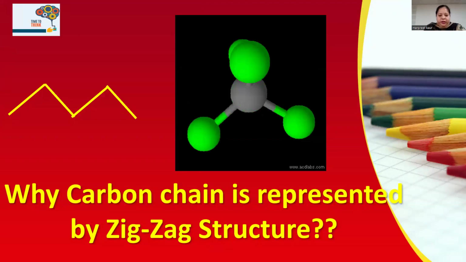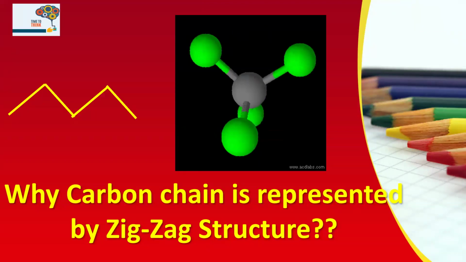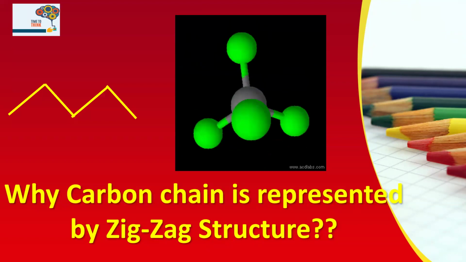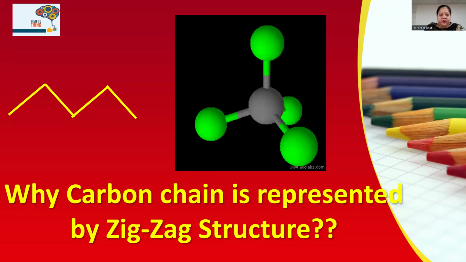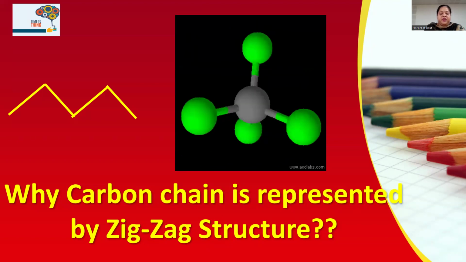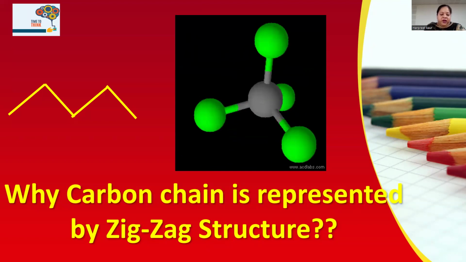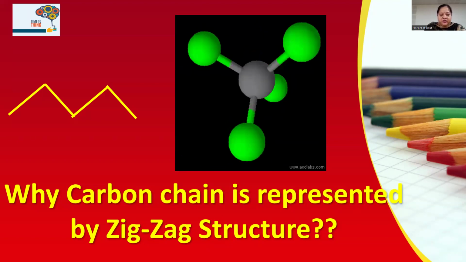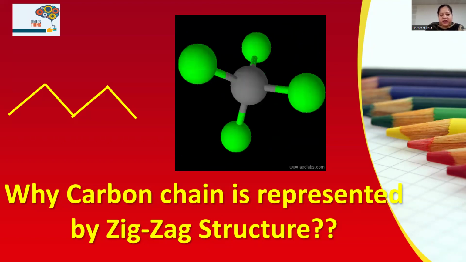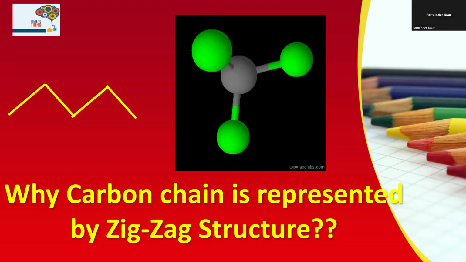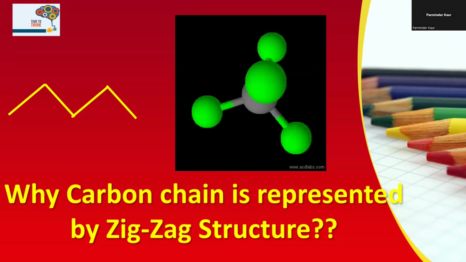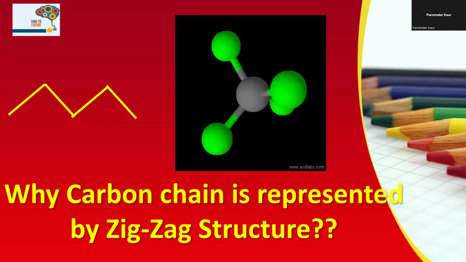As in the carbon chain, Ma'am, to show the connectivity of carbon atoms. Yeah, to show the connectivity of the carbon atoms, that's absolutely correct. But why zigzag only? Why not some other shape? What's the significance of this bent zigzag structure?